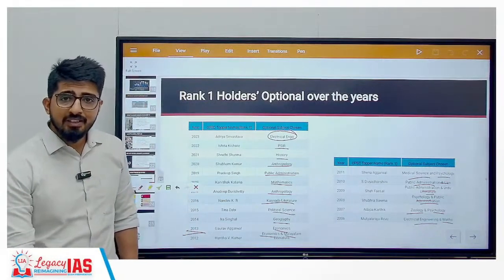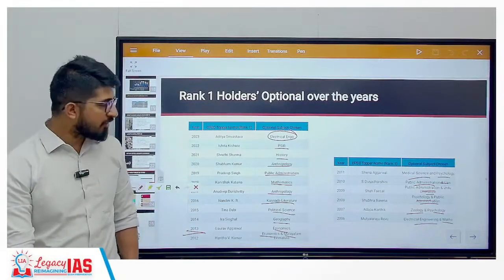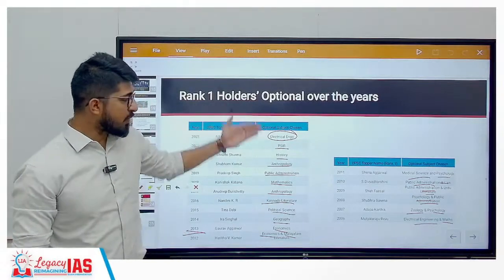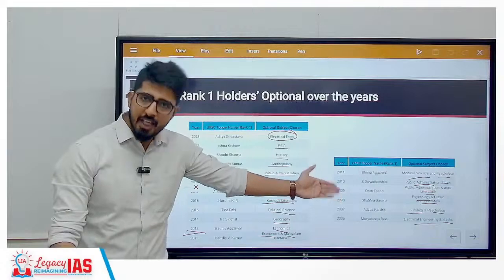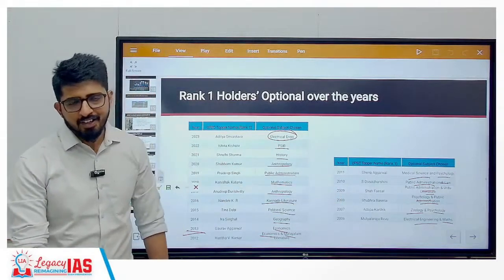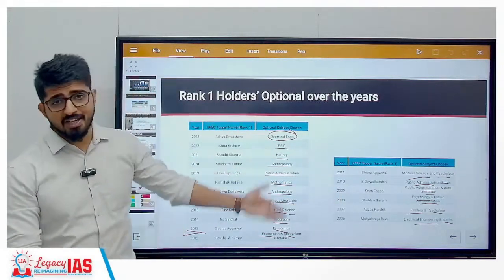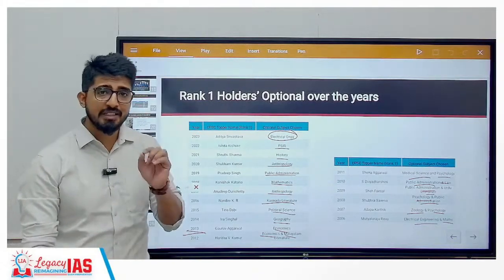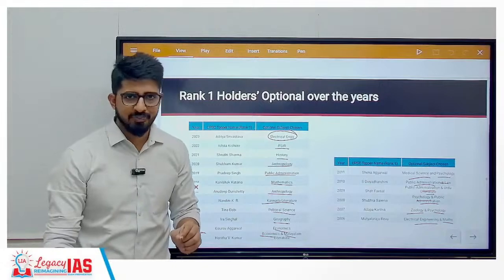What you can observe is that it doesn't matter which optional you have chosen. The optional you have chosen, you must have interest. All the optionals have equal chance, but you should have that interest. That is why you are supposed to consider the interest factor.